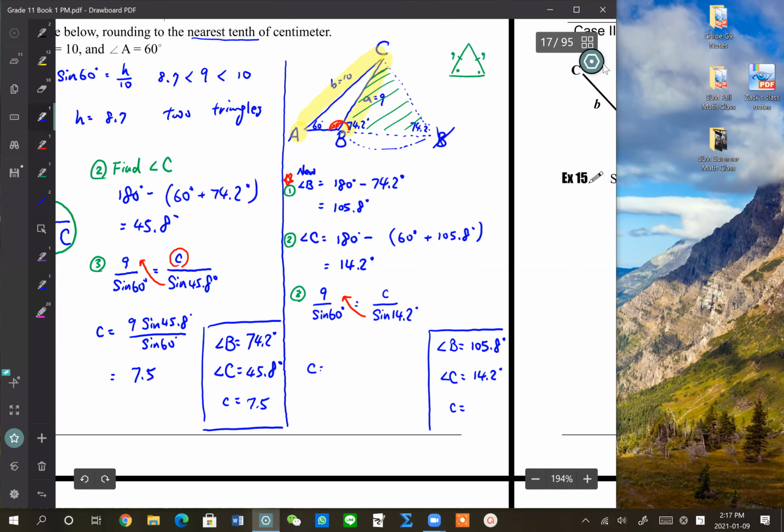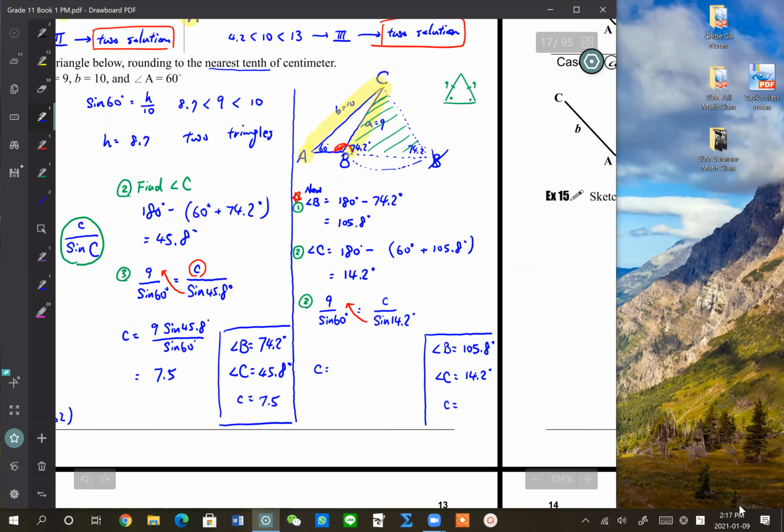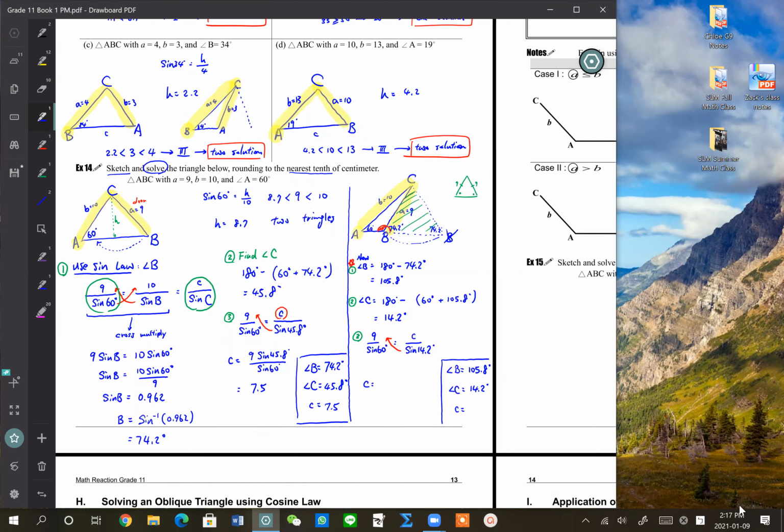So let you guys figure this out now, okay? So raise your hand after you found the new side C. The new side C should be shorter, right? If you look at the picture, it should be shorter than the original one. If you get something bigger than 7.5, then that's wrong.